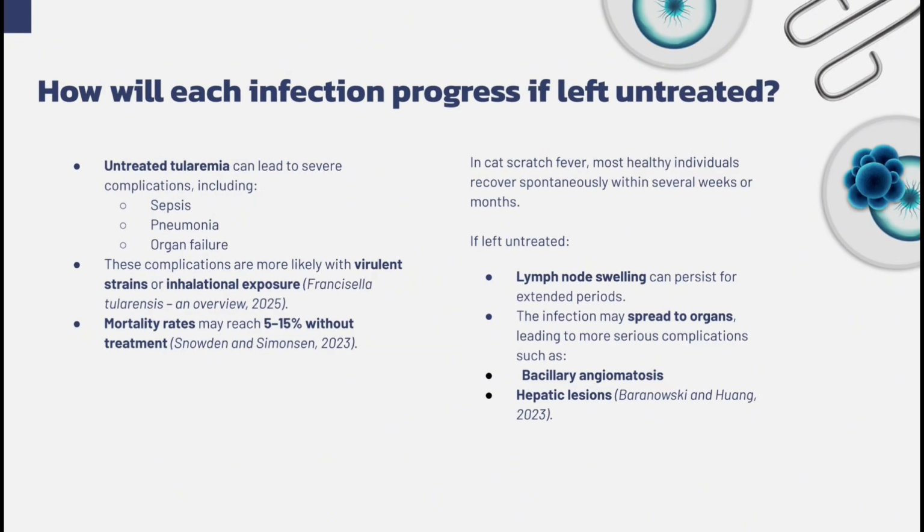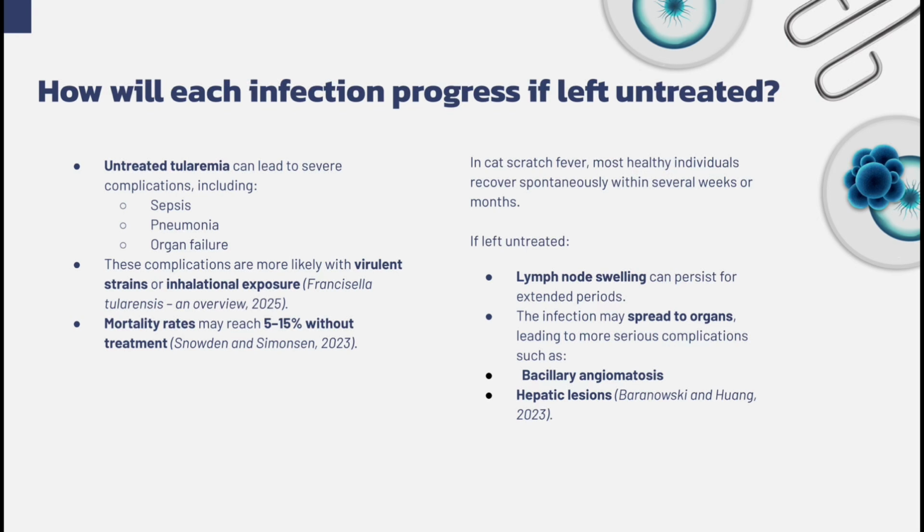In my last slide, I will be talking about how each infection will progress if left untreated. Untreated tularemia can lead to severe complications including sepsis, pneumonia, and organ failure. These complications are more likely with virulent strains or inhalational exposure. The mortality rate may reach 5 to 15% without treatment.